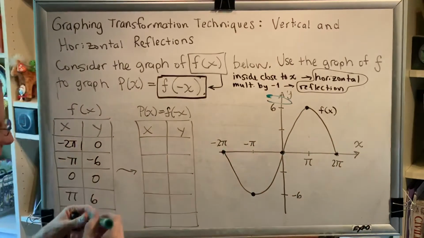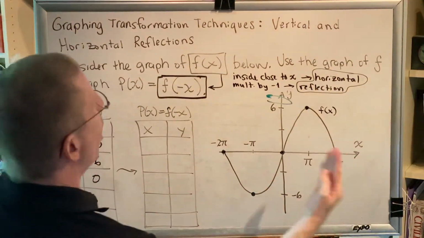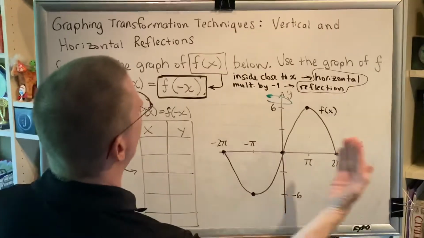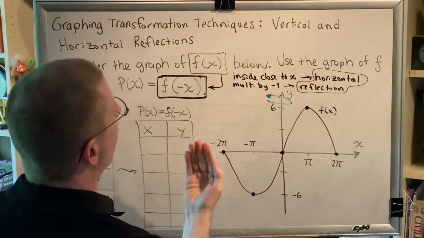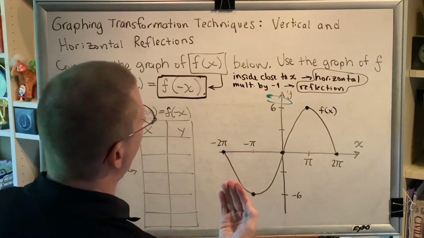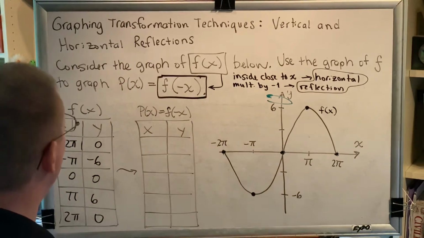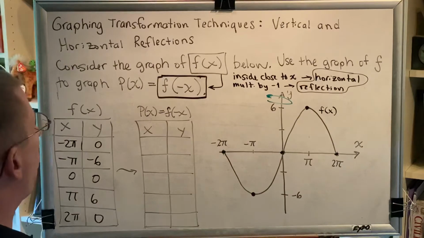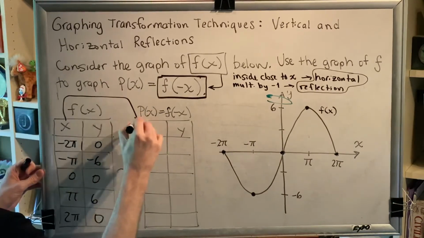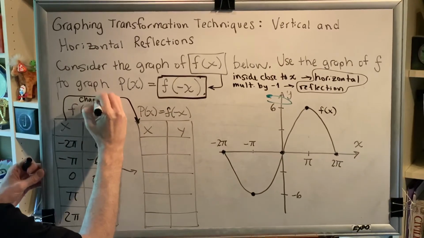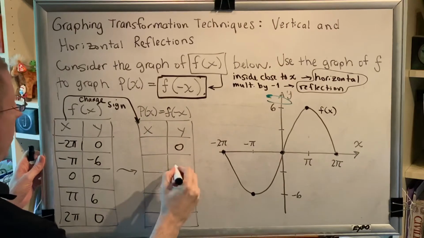the y-axis. Now we know that when we have that kind of a transformation, a horizontal reflection, a spinning around the y-axis, what used to be on the right is now on the left, and what used to be on the left is now on the right. In other words, the x-coordinates change signs, but the y-coordinates stay the same.